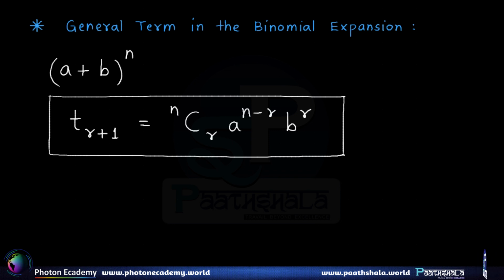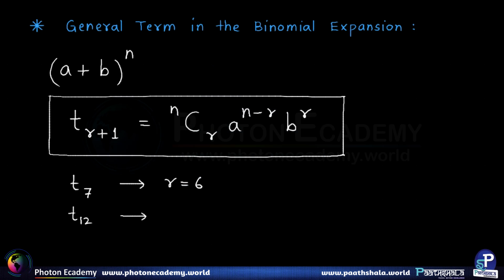So if we know what is a, what is b, what is n, and if we find out what is r, clearly we can directly write down that particular term without the need of writing all the terms from the beginning. Right? As an example, suppose we want to find out T7 in some expansion, then 7 has to be same as r plus 1. So that means in the formula we'll have to put r as 6. If you want to find T12, then we'll have to put r as 11 and so on.